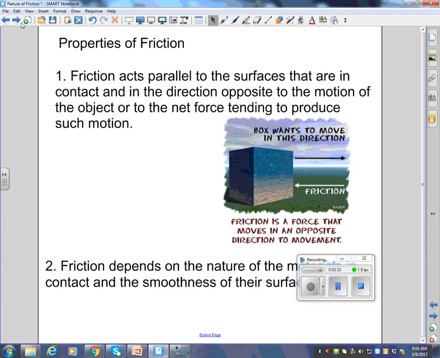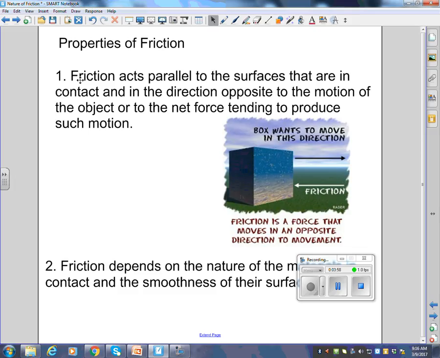All right, some properties of friction. Friction acts parallel to the surfaces that are in contact and in the direction opposite to the motion of the object or to the net force tending to produce such motion. So there's lots in that one. It's parallel to the surface and in the direction opposite to the motion or to the net force tending to produce such motion. So in other words, if it's moving, it's opposite the direction.